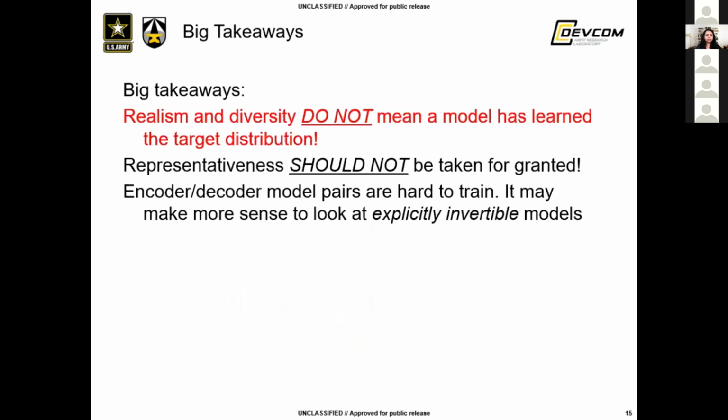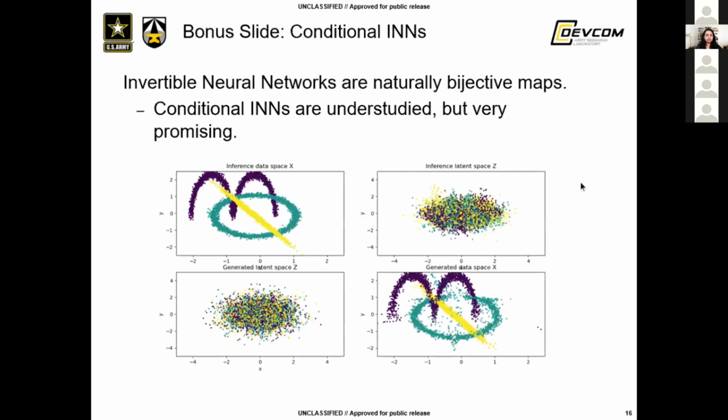And kind of as an aside at the end of this, these model pairs are kind of hard to train, and we think it makes more sense to look at explicitly invertible models like invertible neural networks, which I don't have time to talk about. But basically, we have some very preliminary results, and we think they're very promising.